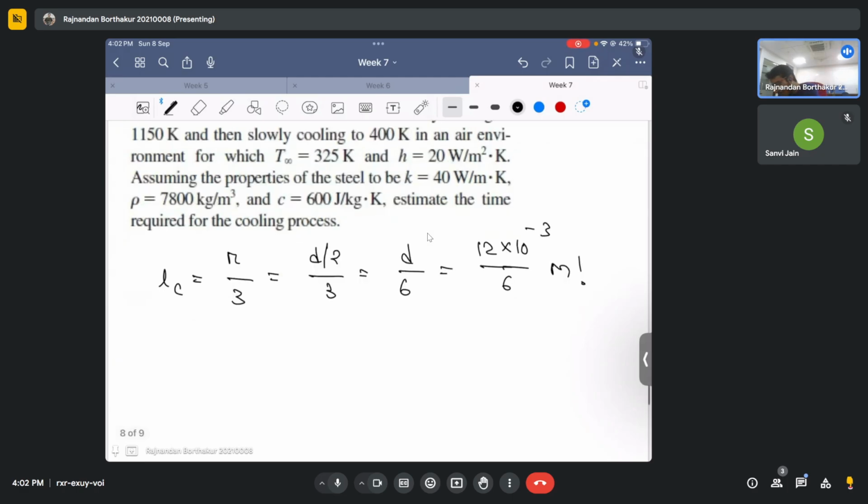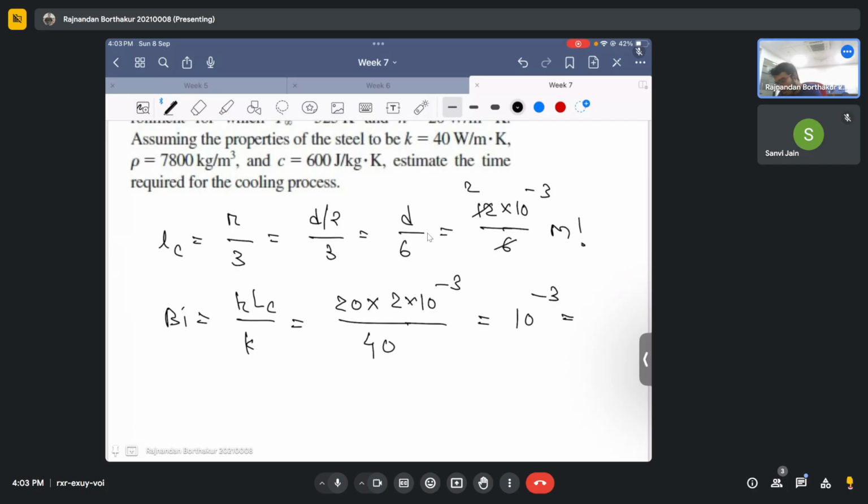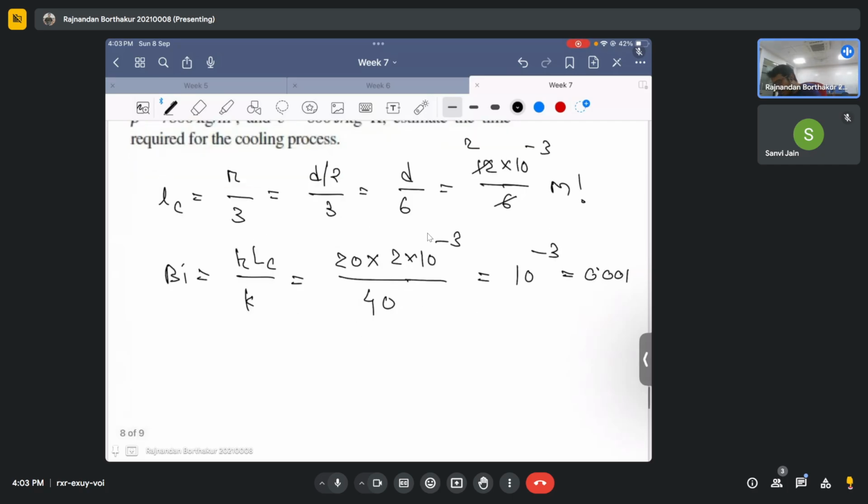The Biot number is nothing but h LC by k. If you substitute the values, h has a value of 20, and LC has a value of 2 into 10 to the power minus 3, divided by the thermal conductivity, which is 40. So the Biot number comes out to be around 10 to the power minus 3, which is 0.001. Since your Biot number is less than 0.1, you can now apply the lumped capacitance model.